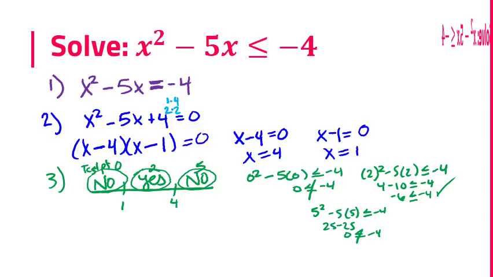So step 4, we are going to write our answer in interval notation. If this is my one true interval, then I only need to write one interval from 1 to 4. And then I have to decide, would it be brackets or parentheses? Because it's or equal to, we would use brackets.